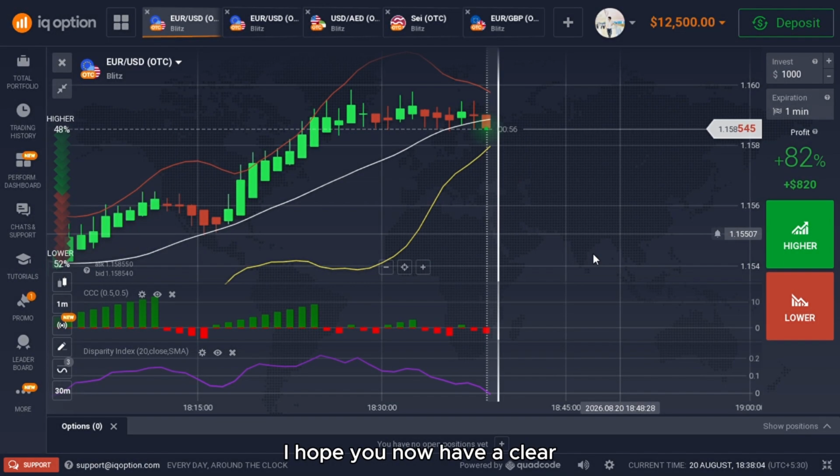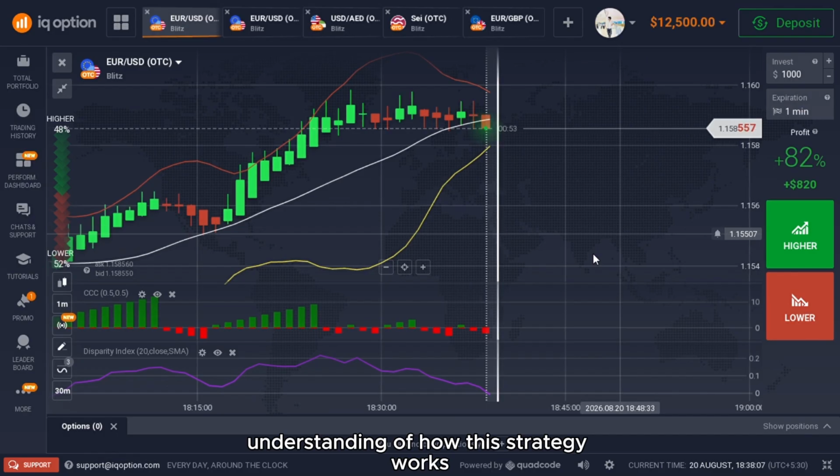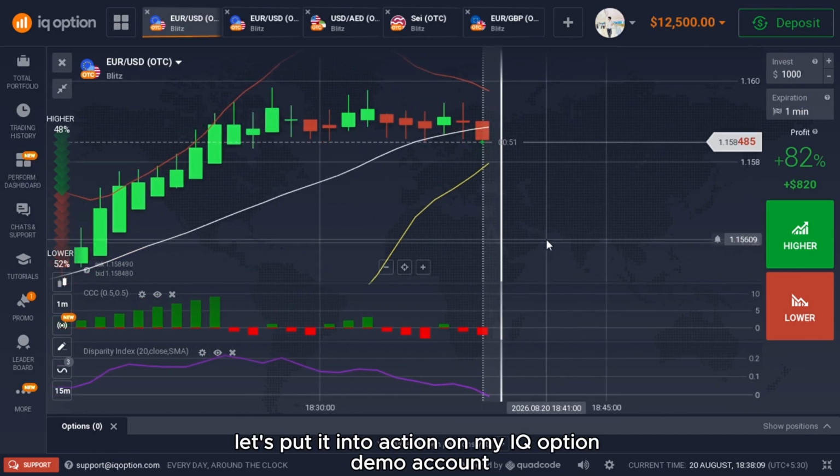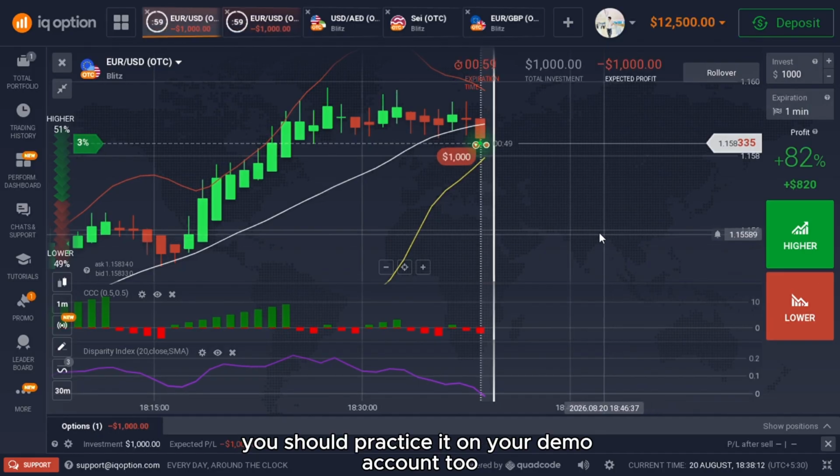I hope you now have a clear understanding of how this strategy works. Let's put it into action on my IQ Option demo account. You should practice it on your demo account too.